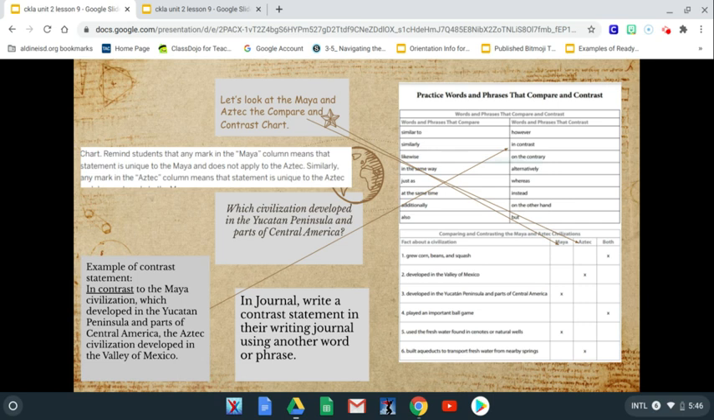Again, as I was saying on our comparing and contrasting Maya and Aztec civilization chart, we're going to look here at only the Maya column, because only this column has the things that are unique to the Maya civilization. And the X's under the Aztec column are only the things that were unique to the Aztec civilization. For example, for Maya, because it has an X here, the Maya civilization was developed in the Yucatan Peninsula and parts of Central America. That is only unique to the Maya civilization.